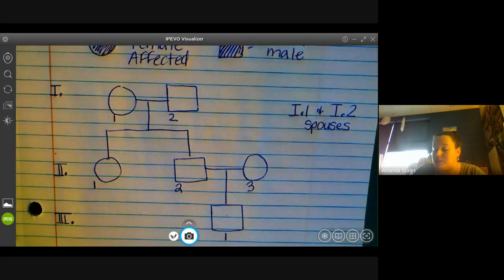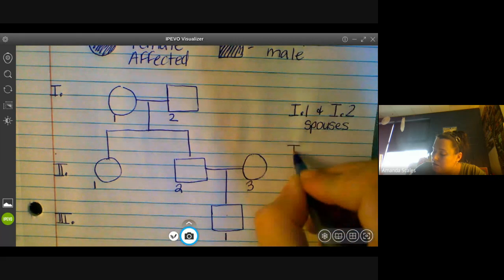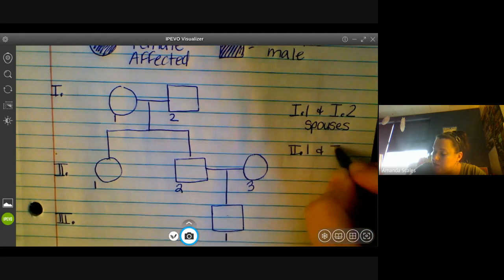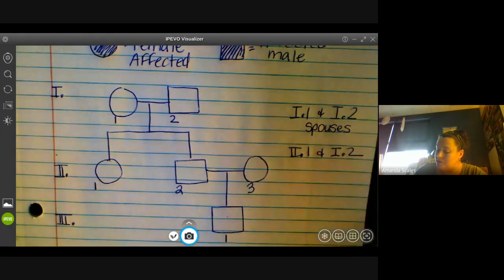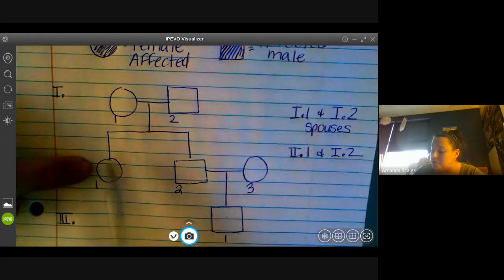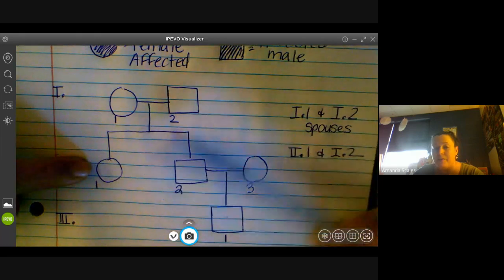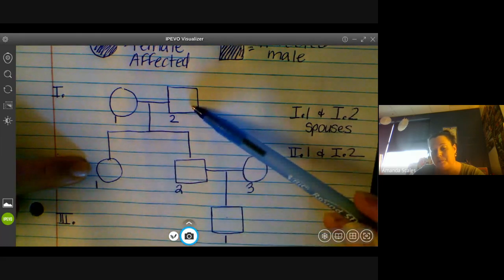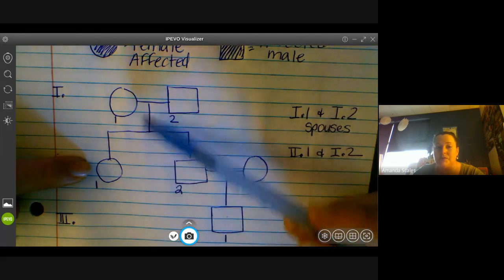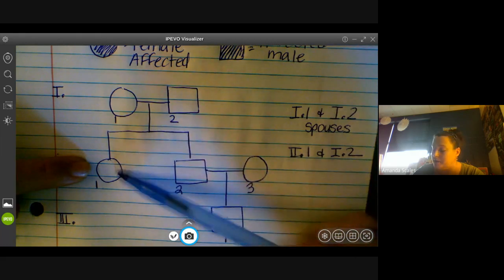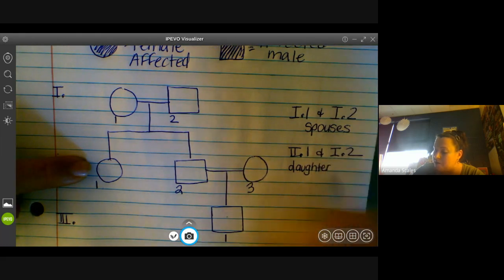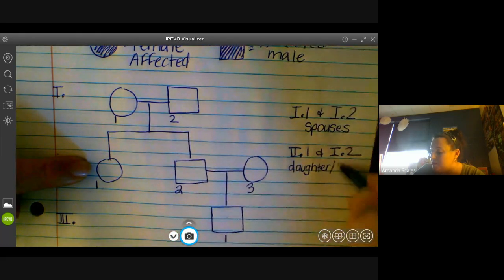Okay, so for the next one, we're going to do 2.1 and 1.2. So 2.1 is right here, this circle, and 1.2 is this square up here. So now we have to find the relationship between those 2 people. Since they're connected this way, and this circle comes down from this square, this would be the daughter, and that person above her is her father. And because it's a square, we know it's the father, not the mother.